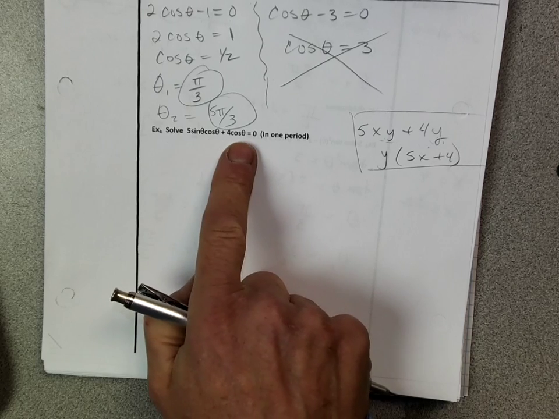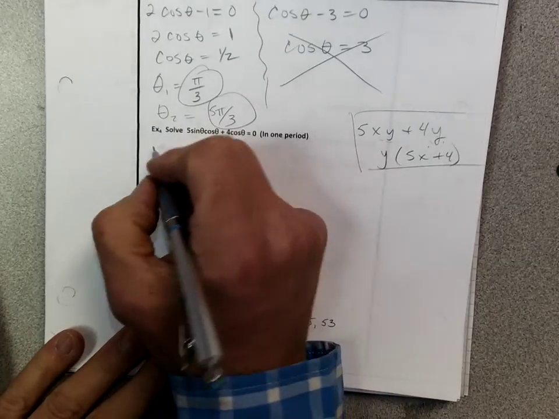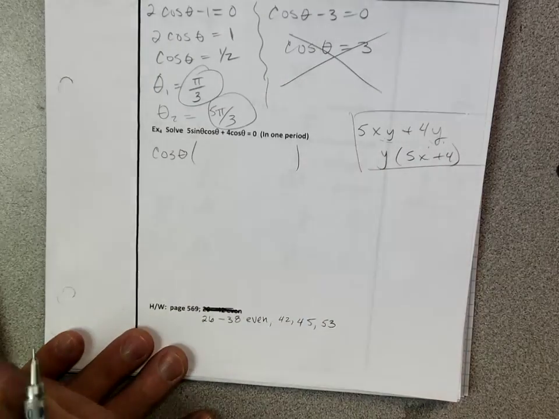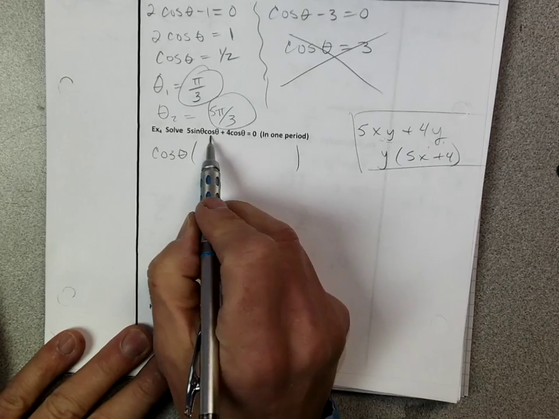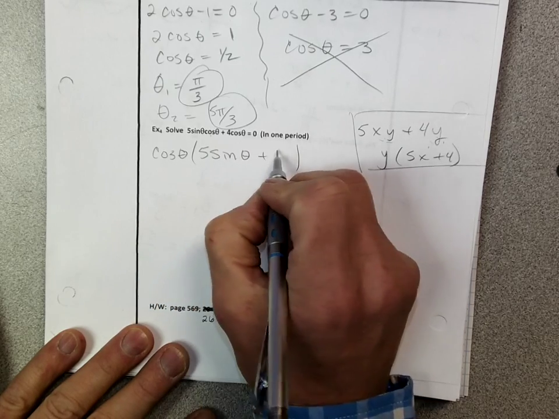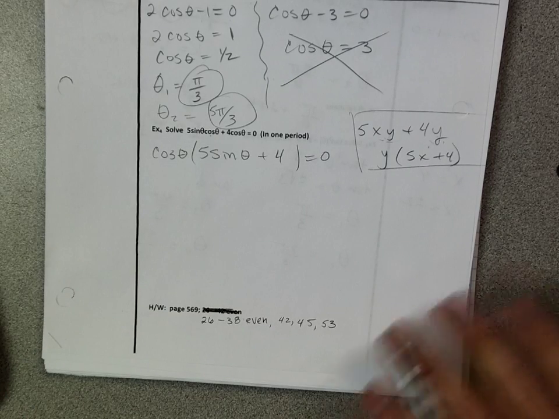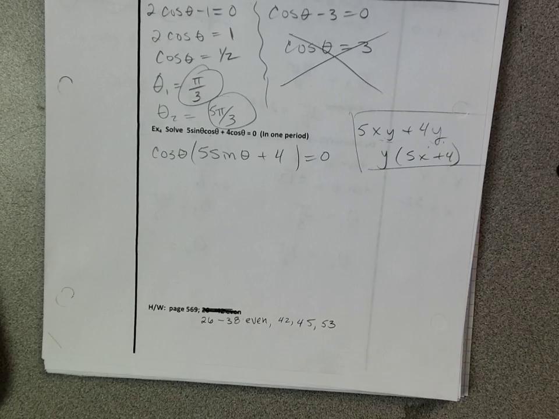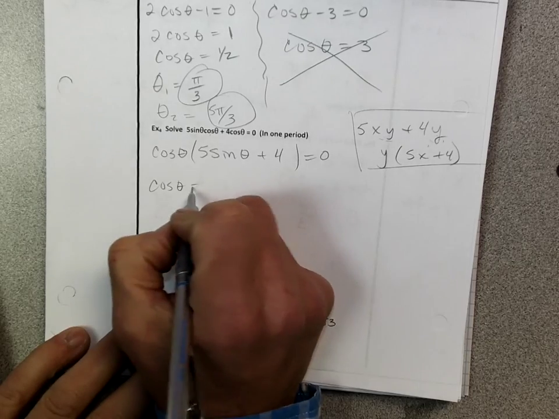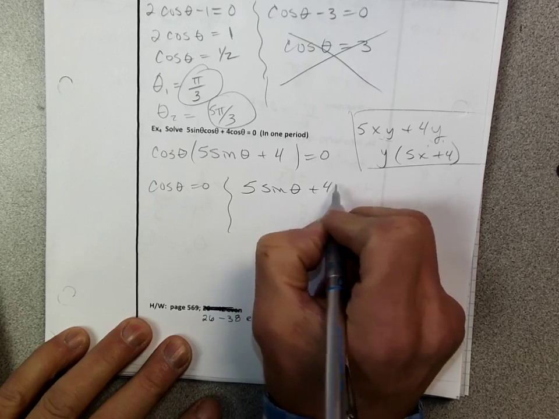What do the 2 terms have in common? Cosines. So let's factor out a cosine theta. If I factor out the cosine theta, what's left inside? Well, if I take out the cosine, I'd have 5 sine theta plus 4 equals 0, right? All right. We've got 2 little mini equations. Let's set them both equal to 0. So cosine theta equals 0 and 5 sine theta plus 4 equals 0.